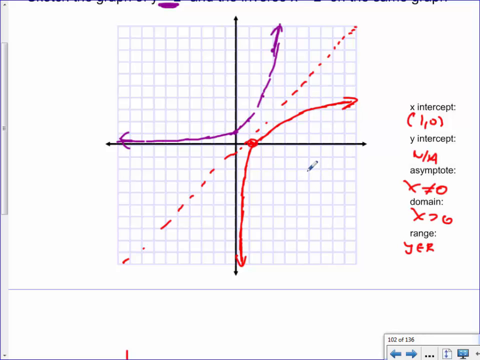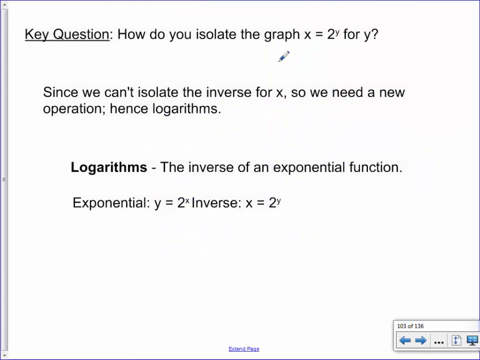This graph right here, we've known about it for a long time. Here is the problem, and I hope that's what my next slide is. How in the world do you isolate y in the graph x equals 2 to the y? It's a huge problem that mathematicians had for years. Let's say I give you the graph x equals 2y. Not 2 to the power of y, but 2y. How do you get y by itself? Well, you just divide by 2. That's not hard to do, right?